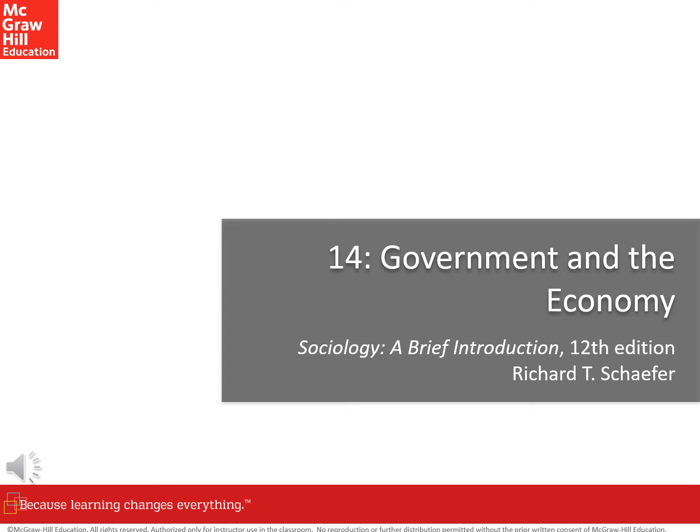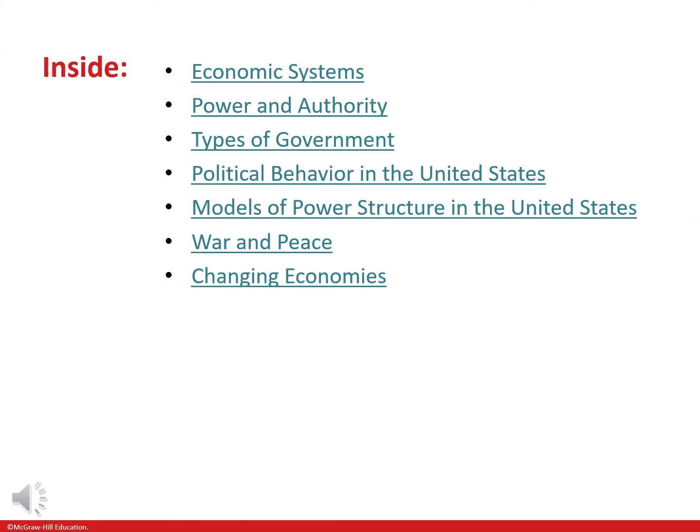Chapter 14, Government and the Economy. During this chapter, we are going to discuss economic systems, power and authority, types of government, political behavior in the United States, models of power structure in the U.S., war and peace, and changing economies.